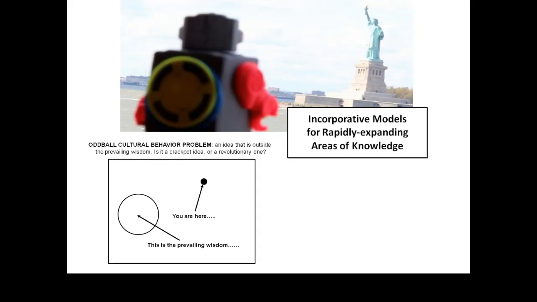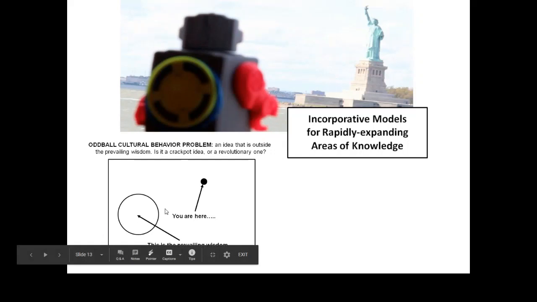And so this is sort of an oddball cultural behavior problem. So you take an idea that's outside the prevailing wisdom. How do you evaluate it? Is it something that's sort of an outlier, or crackpot idea, or is it something that will eventually transform this prevailing wisdom? So you're here, and this is the prevailing wisdom. You're observing the oddball cultural behavior here, but this is the prevailing wisdom.